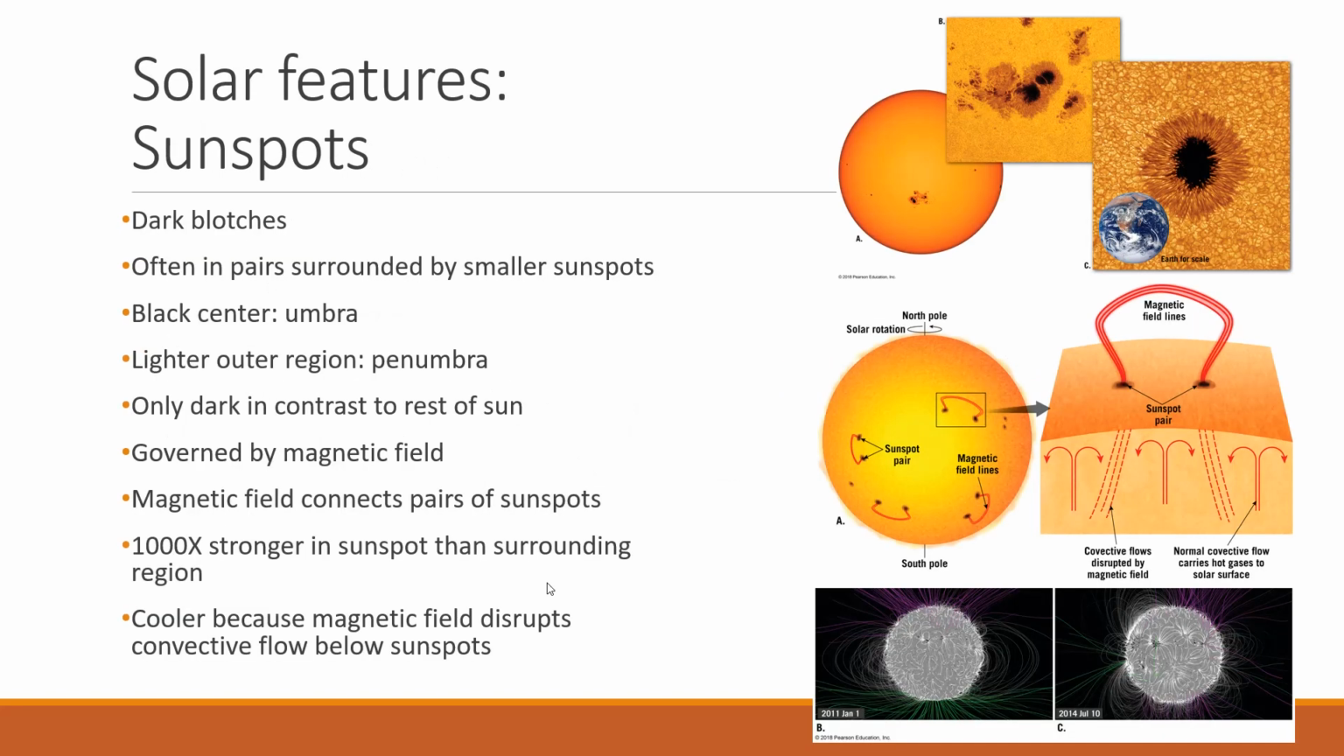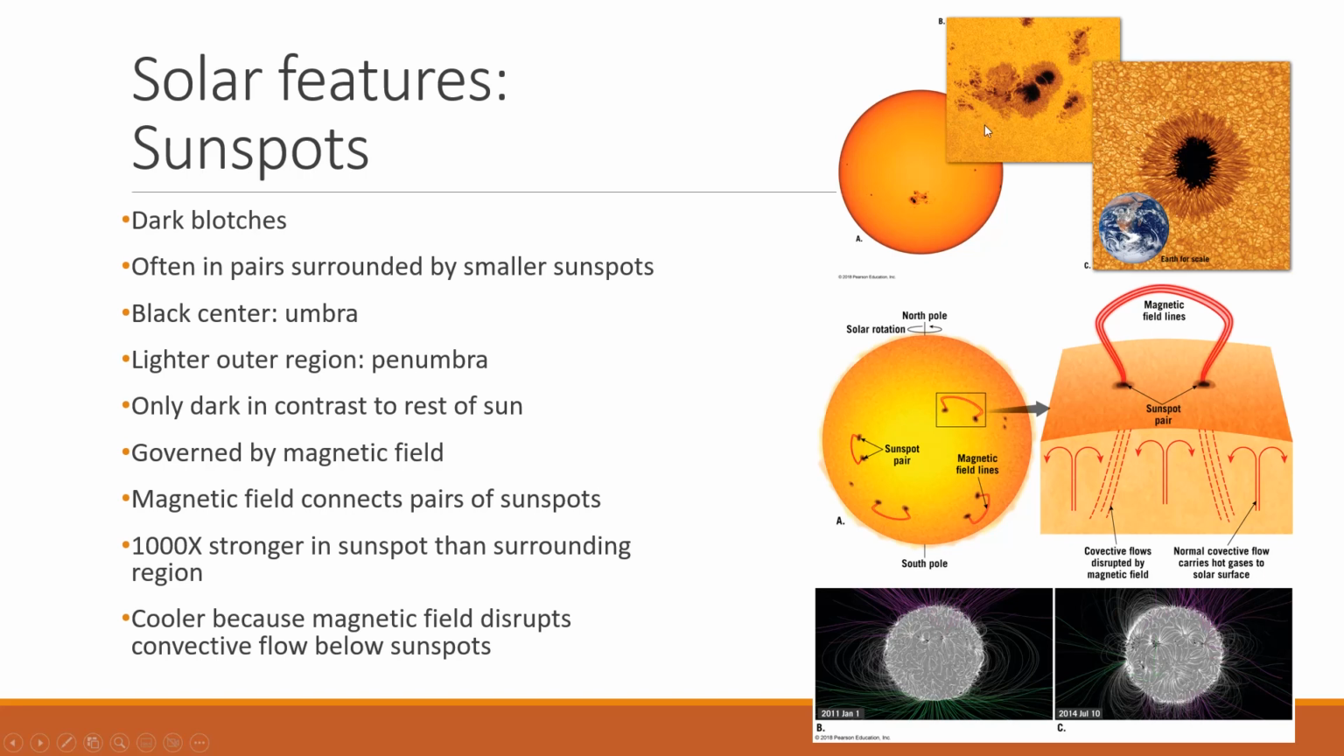The sun has some interesting features. So we have dark blotches on the sun. These are called sunspots. They oftentimes will happen in a pair with smaller sunspots around them. So that's what we see here. We have 2 main sunspots, and then we have some smaller ones around them. The black center of the sunspot is called the umbra.